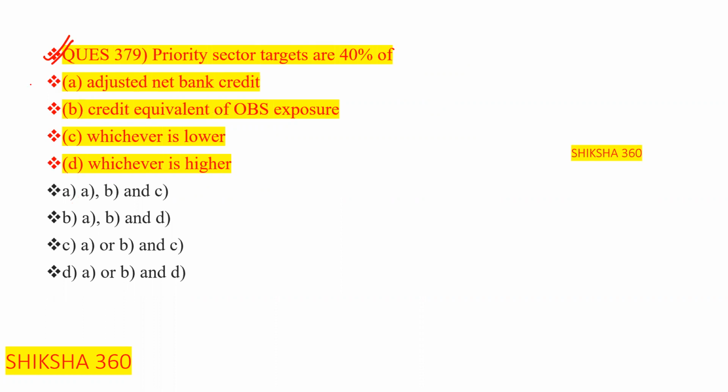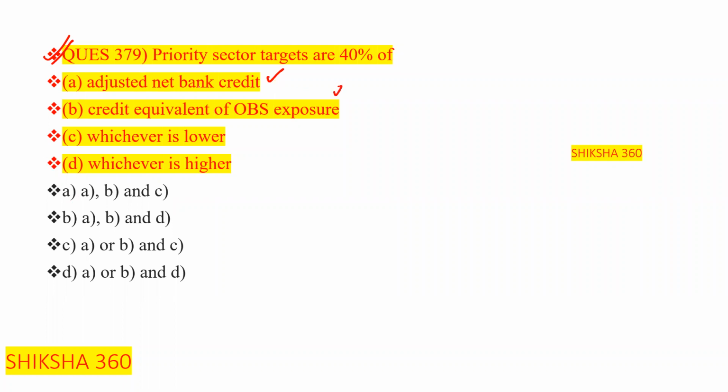Priority sector targets. Clear? Priority sector targets are 40% of adjusted net bank credit or credit equivalent of off-balance sheet exposure. C option is whichever is lower. B option is whichever is higher. So what is the correct answer? A and B both are true.